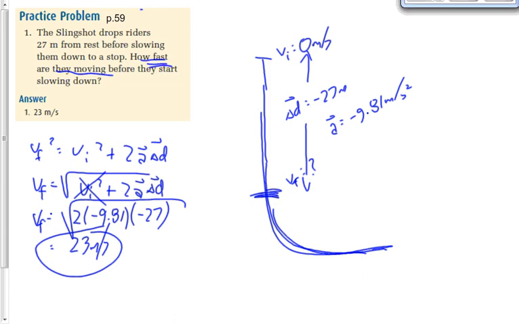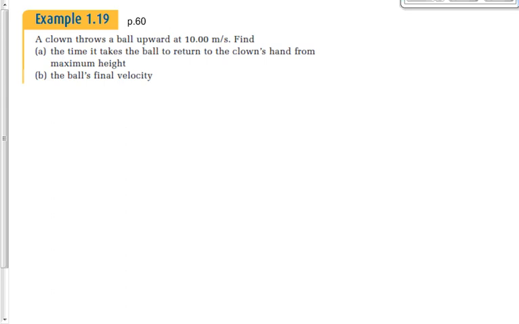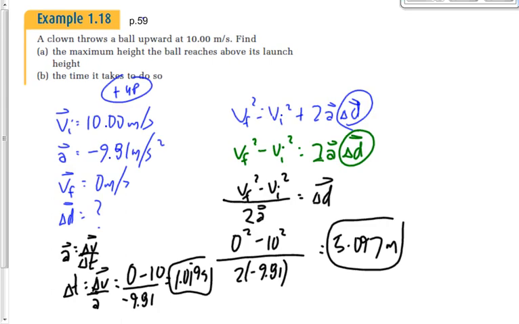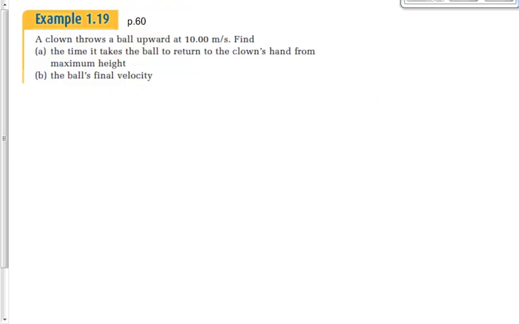Let's take a look at one more, okay? Isn't this the same question? A clown throws the ball up into the air at 10 meters per second. Find the time that it takes the ball to return to the clown's hand from maximum height and the ball's final velocity. It's not the same question. Remember the last example said we want to know the max height. This one says what's the time that it takes to go down from the max height and what's the ball's final velocity.